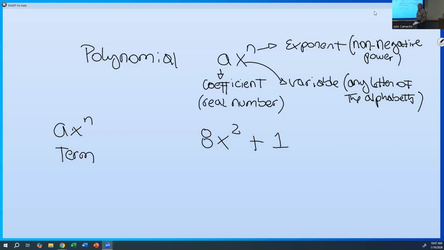That is a polynomial. And how many terms does this polynomial have? How many terms do you see there? Two. Very good, two terms. So you have two terms. That is your first term, and that is your second term. And when you have two terms, it's called a binomial.